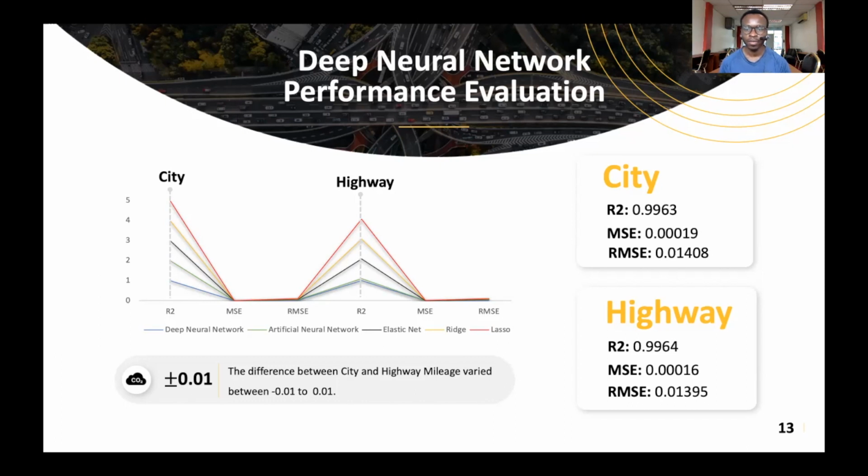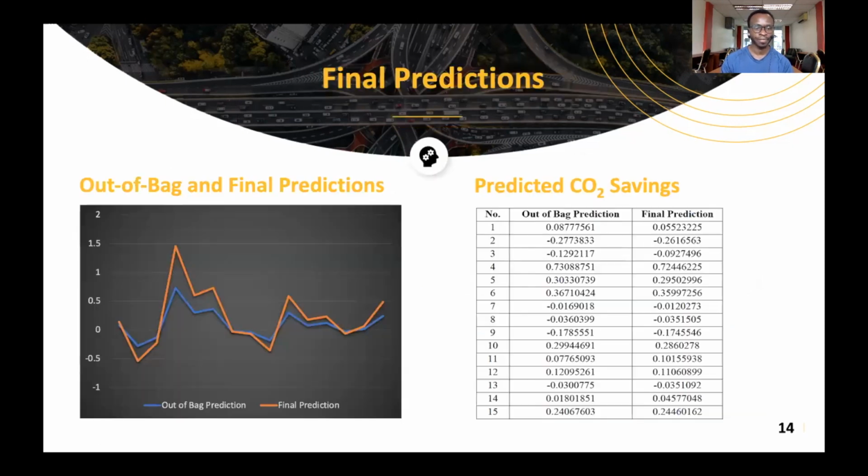You can see from the city and highway predictions, the model scored well in both cases, with a few variations because of the difference in predictors. And yeah, this shows that the model lacks complexity and is therefore fit for purpose.